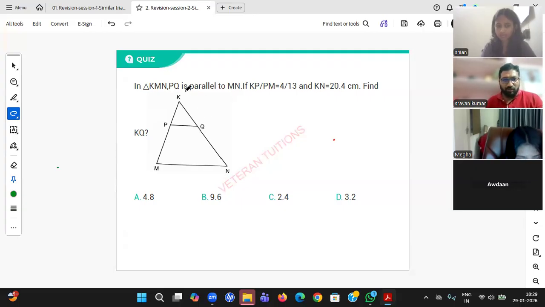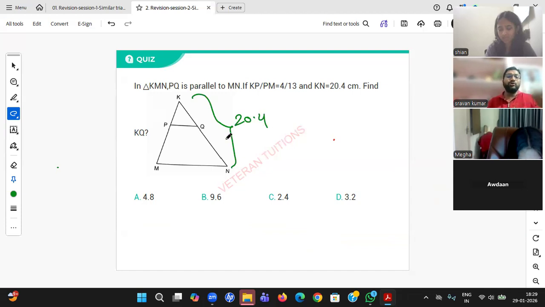So PQ is parallel to MN. He's clearly saying you can use BPT, or the corollary of BPT. Now look at KP by PM, piece by piece. He has given KN. Now you think what you want to use. You see the total is given, so the best choice is the corollary of BPT. If you want to use BPT, you may take some time. The best choice is the corollary of BPT.